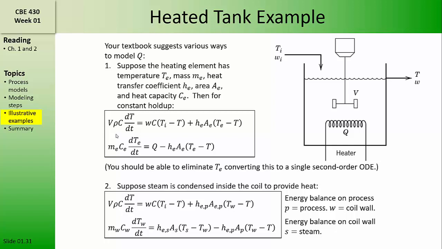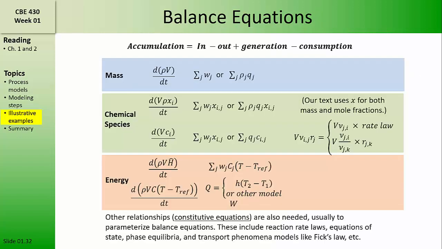So far, we've developed examples that show how material and energy balances can be used to model some simple chemical or biological processes, such as a blending tank and this example of the heated tank that we looked at in the last video. These models were developed using what we call balance equations that account for the accumulation of some quantity of interest based on the rate at which it enters and leaves the vessel and the rate at which it's generated or consumed.